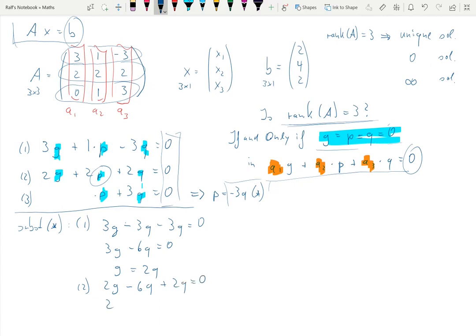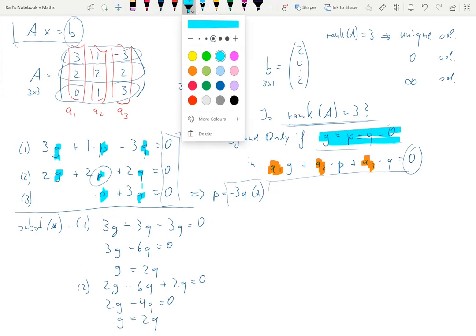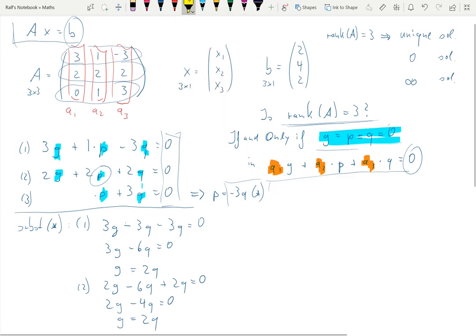So we get 2G minus 4Q is equal to 0. And from that we get G is equal to 2Q. So now perhaps you can see what we found here is for both of these equations, we basically reach the same conclusion. So they are the same.